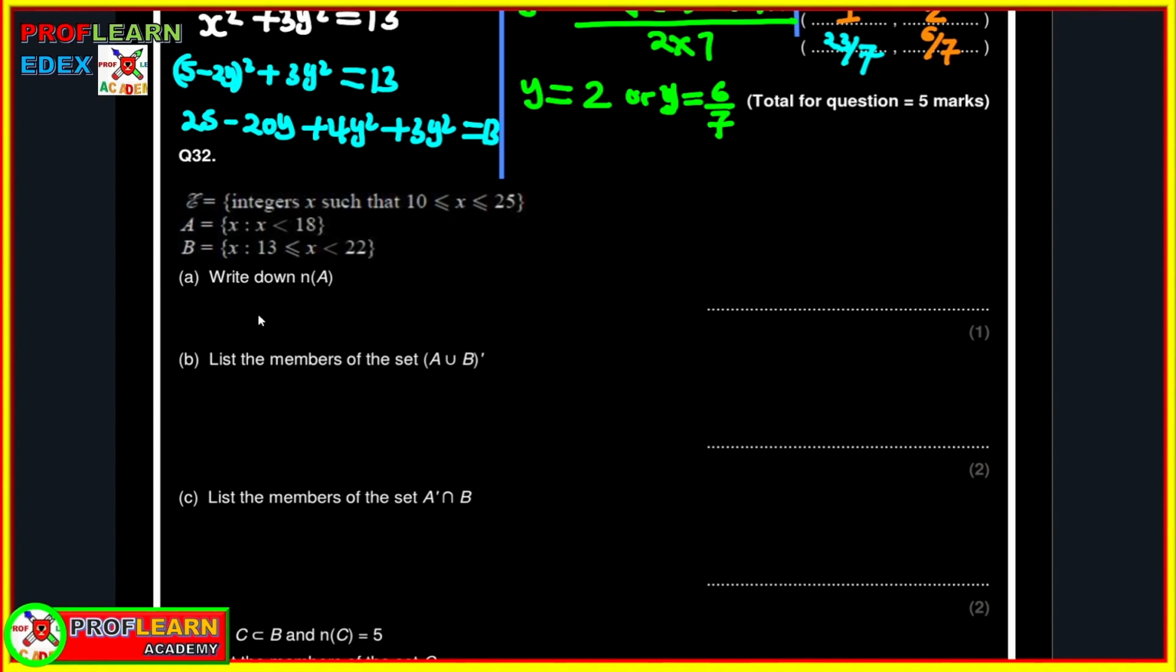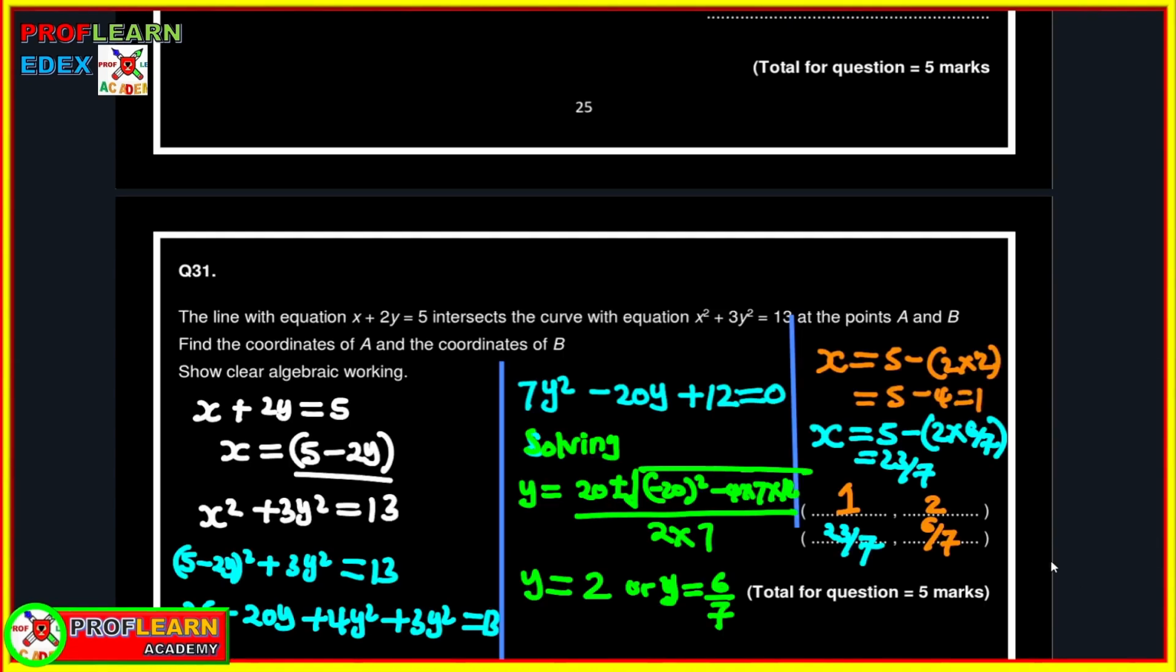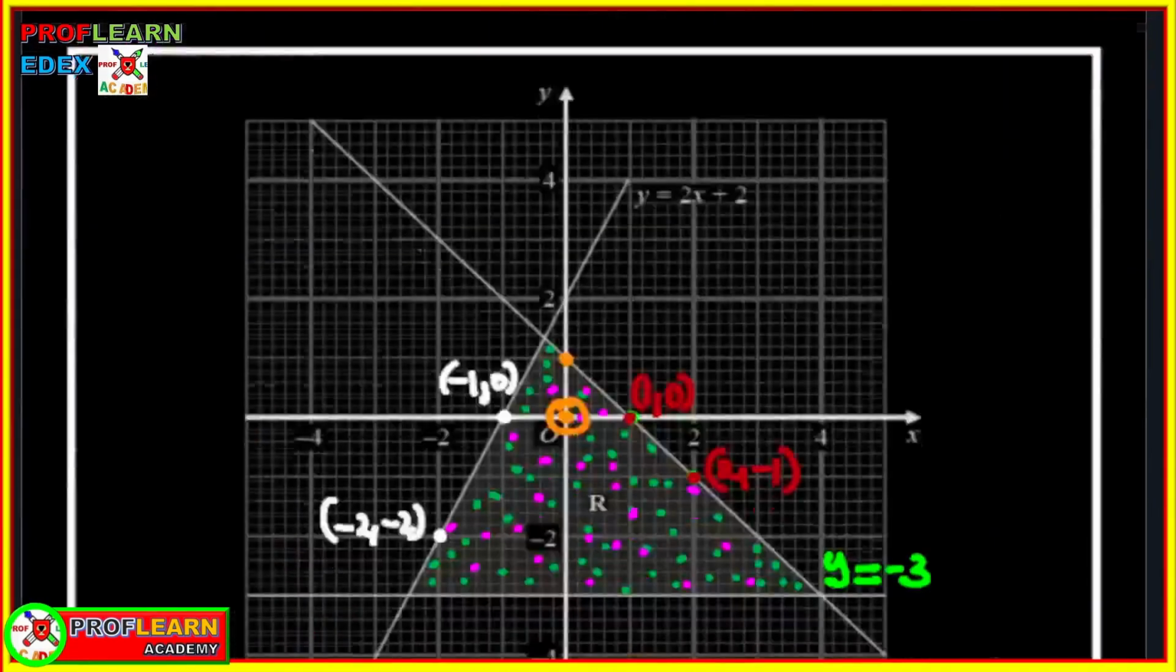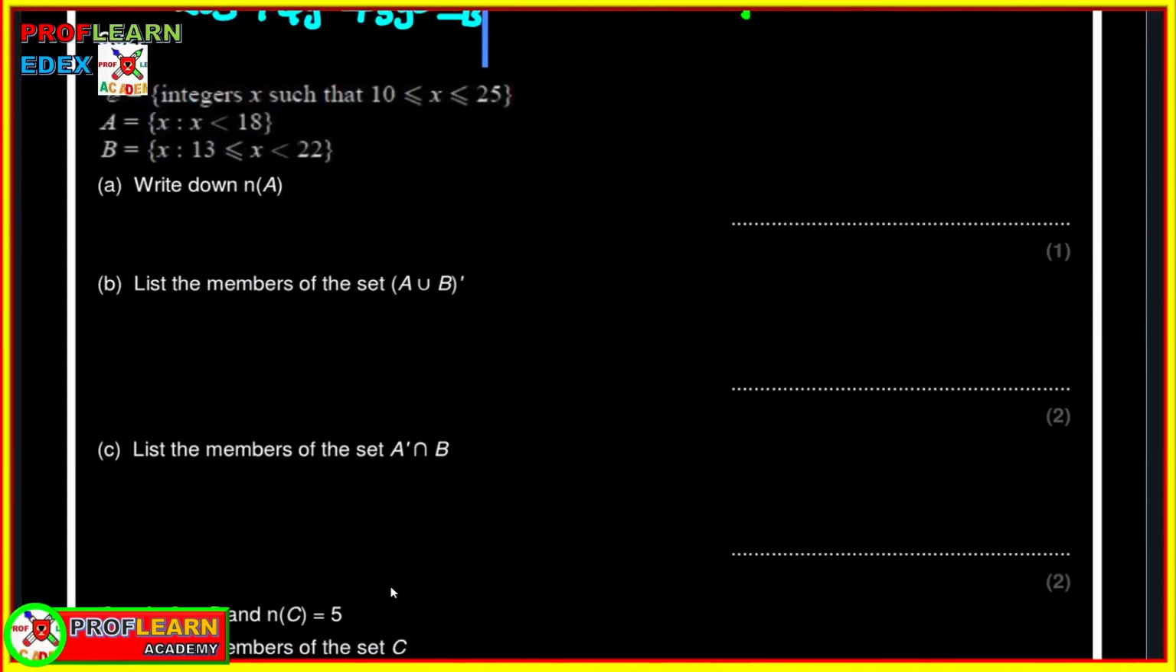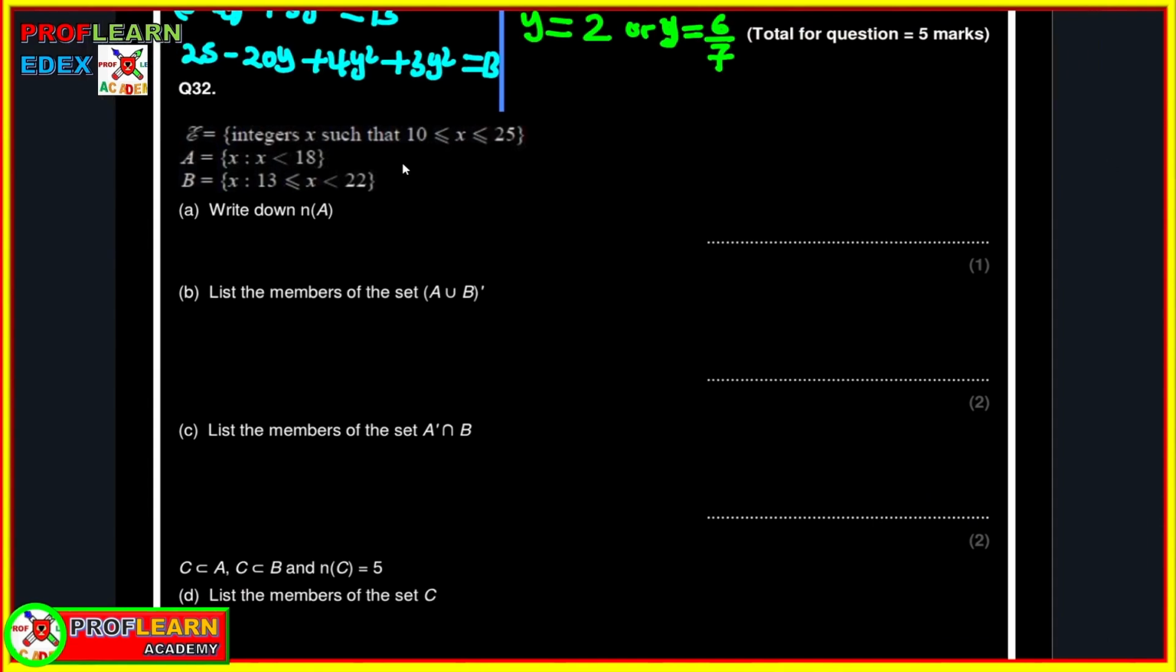This question has to do with sets. You can move a little bit, just go back. You can list the members of the sets that we have here. You list the members because these sets are given in a descriptive manner. You list all the members and then you start answering those particular questions.